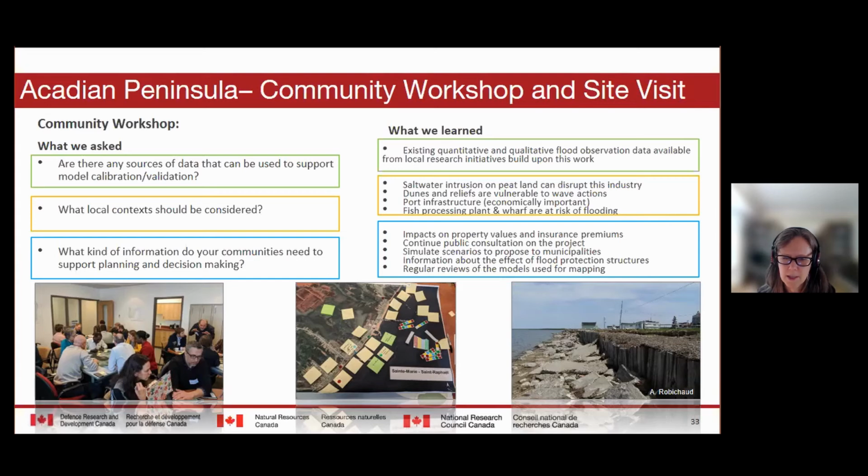They talked about the dunes being quite low-lying and very vulnerable. Some of the dunes had been excavated in the past, which had dropped them down even lower, making them more vulnerable. They talked about the importance of their port infrastructure, specifically in the Shippagan region, and the fish processing plant and wharf that are vulnerable to flooding. So a lot of discussion about impacts and what it meant to their community and what this means for the models.